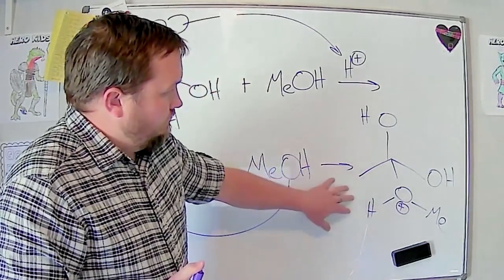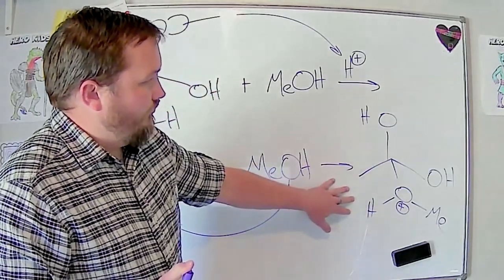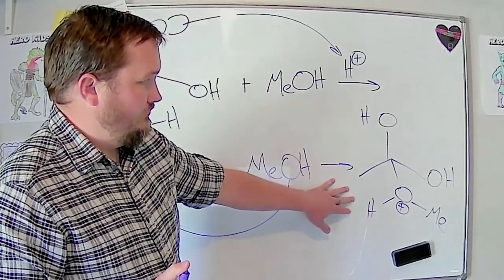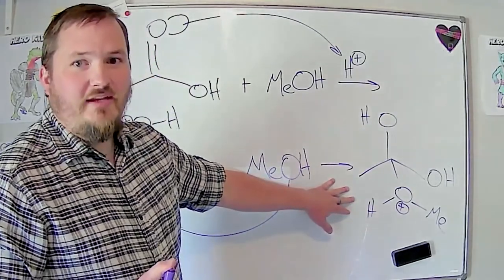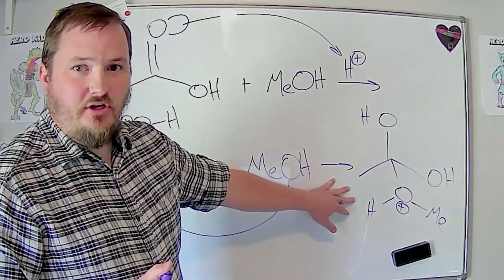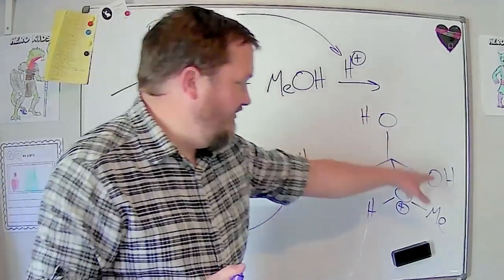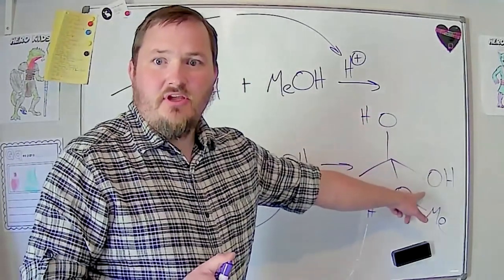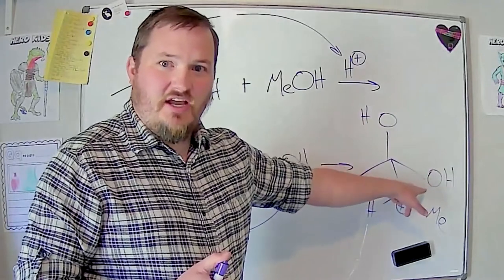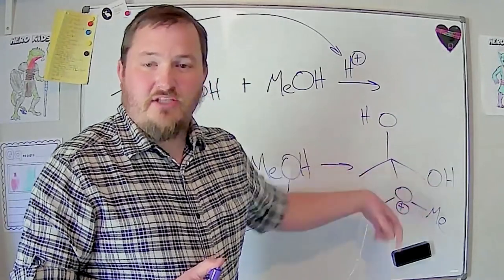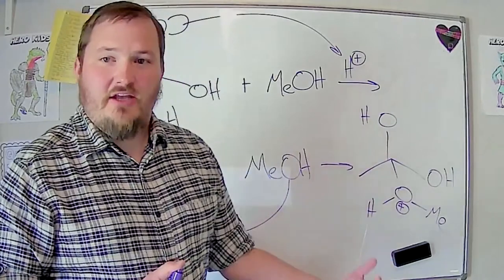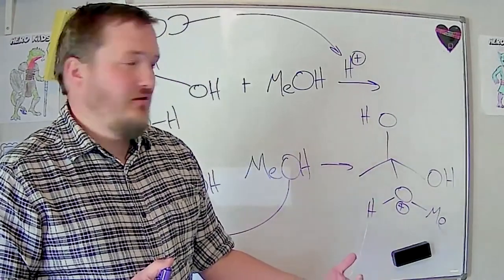And so from here, remember we're trying to get to the ester. So we want to kick off one of these OH groups, but we can't do it just as a hydroxide because we're in acidic conditions. We can't make hydroxide as a product.